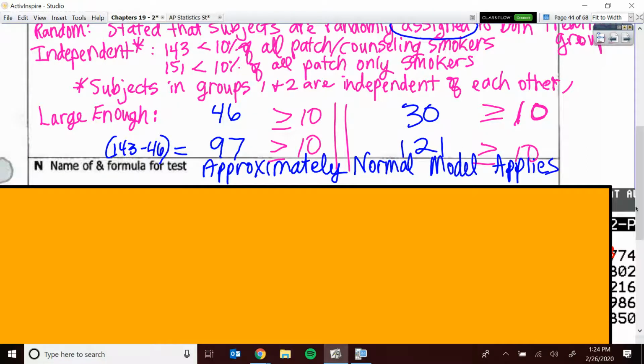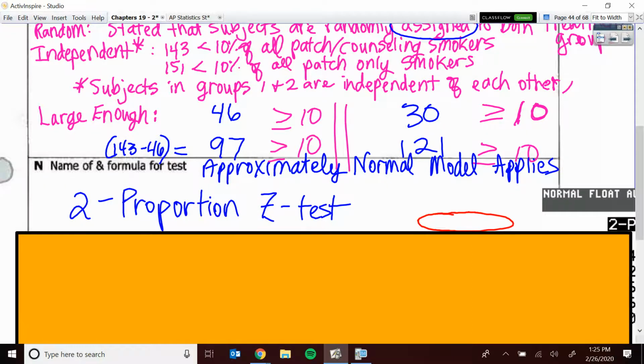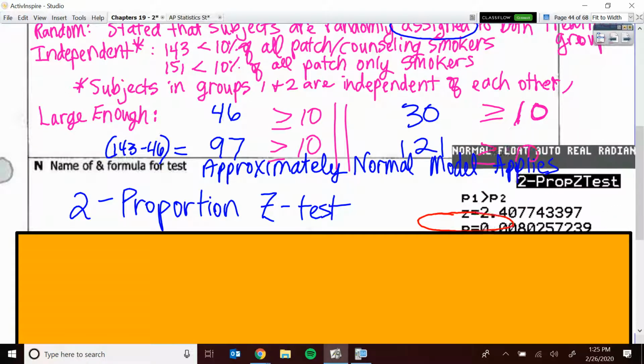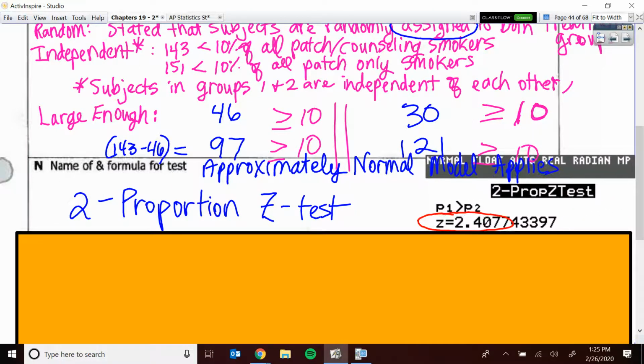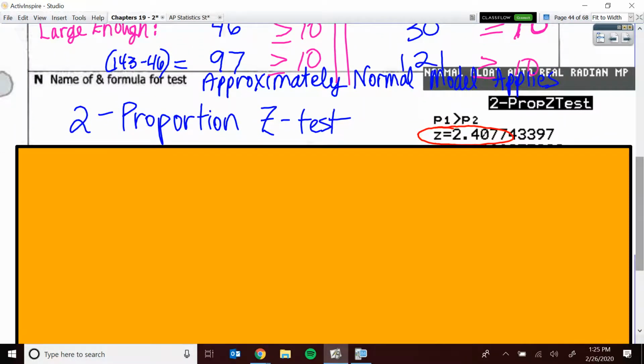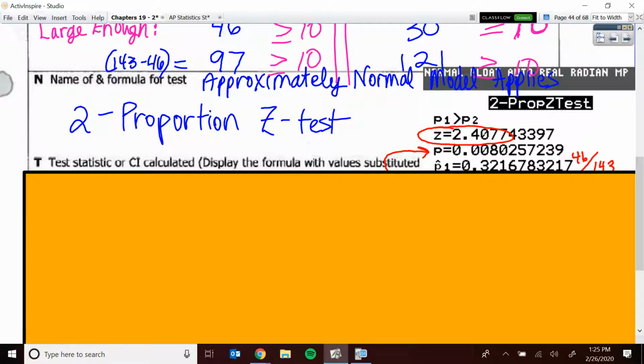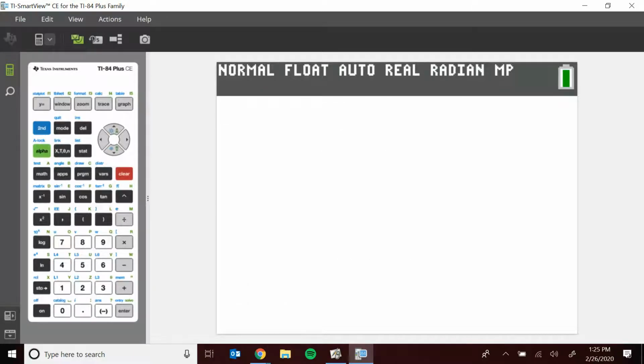Okay, we're working our way. Now we're to the name of the test. And what is the name of this? It's a 2 proportion z-test. Okay. So now I'm going to teach you how to do stuff in your calculator. We're going to do a 2 proportion z-test in our calculator because T means test statistic. That means get your z-score. Okay, so everybody to your calculator. Here we go.